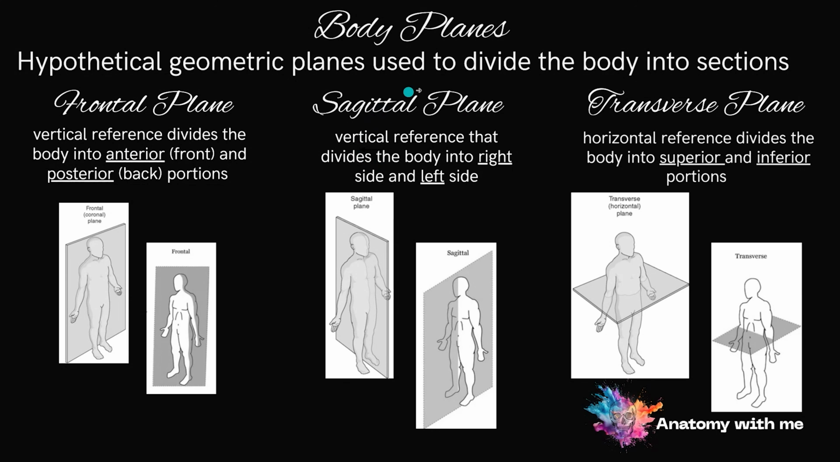Next, you have your sagittal plane. This is a vertical reference that divides the body into left and right sides. It's almost like the midline that we have. So the sagittal plane could be anywhere on the body. If it is directly in the center, we refer to it as the mid-sagittal plane. Lastly, we have the transverse plane. This is a horizontal reference that divides the body into superior and inferior portions, or top and bottom portions.